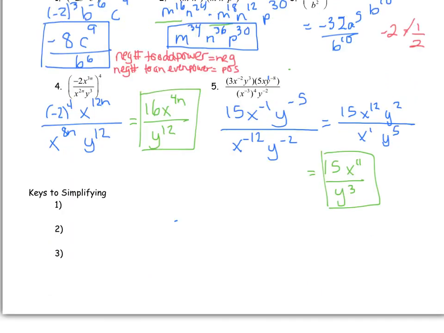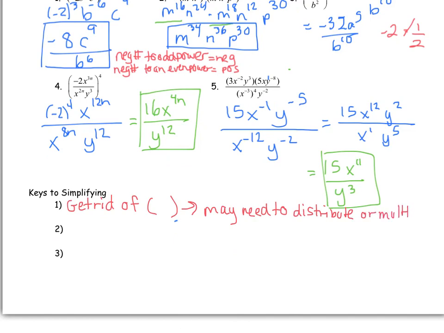So from all of this, I have a few keys to help you with simplifying. The first thing that I'm doing each time is getting rid of the parentheses. That might mean distributing an exponent, it might mean multiplying, but I want to get rid of those parentheses to make it a little bit easier. Once my parentheses are gone, then I like to make all exponents positive. And then I can do my battles or combine like terms.